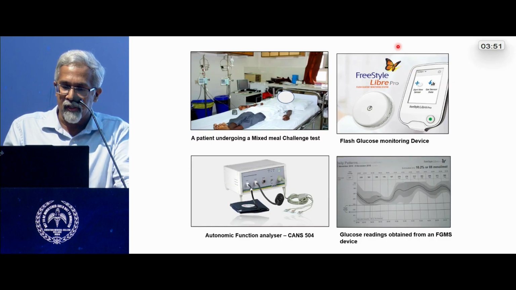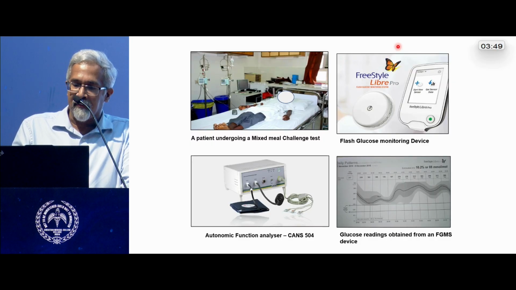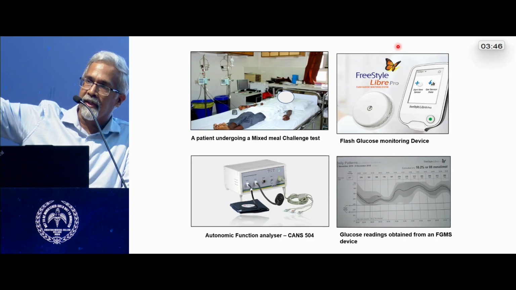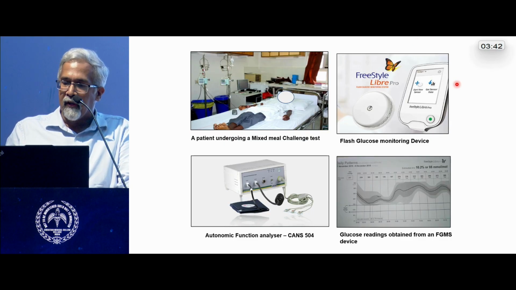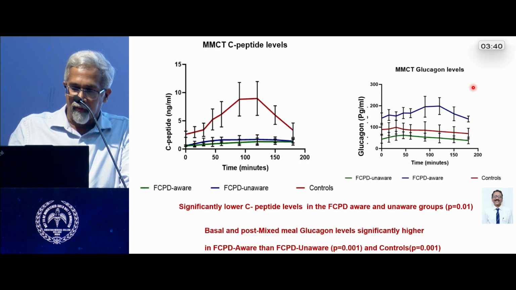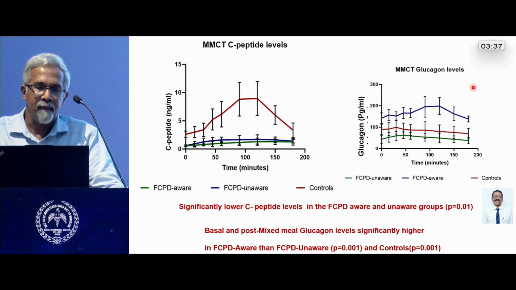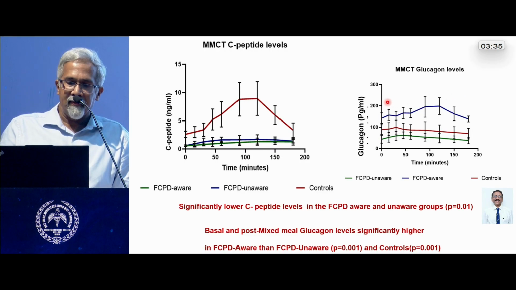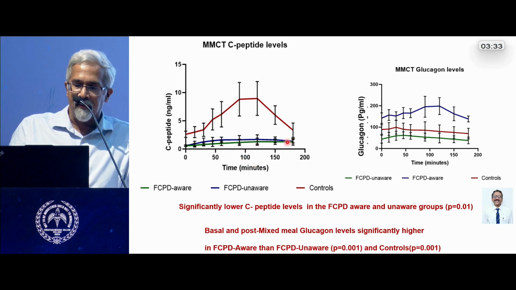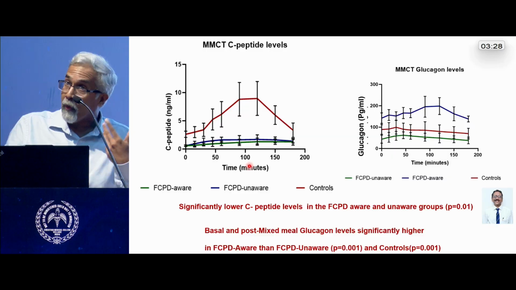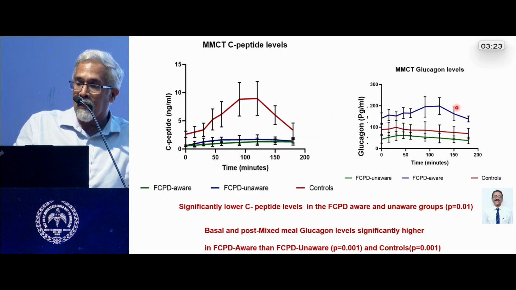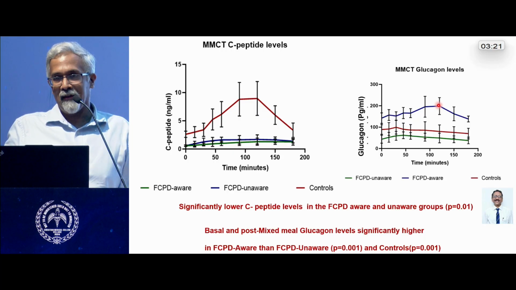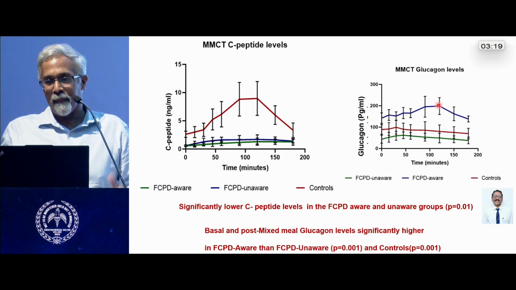We did autonomic function tests, mixed meal challenge tests, and looked at the curves in terms of insulin secretion, C-peptides, and glucagon measurements in all of them. And we also intensively measured their glucose control. And what we found, particularly in the early disease, yes, the C-peptide levels were much lower in those who had hypoglycemia unawareness. And those who were hypoglycemia aware, the glucagon levels were actually elevated. They were high. They were protecting the patients against hypoglycemia.